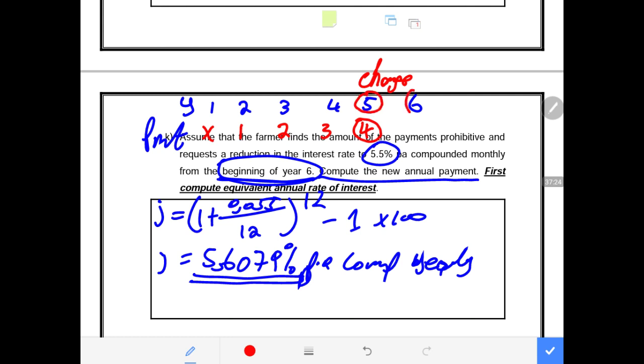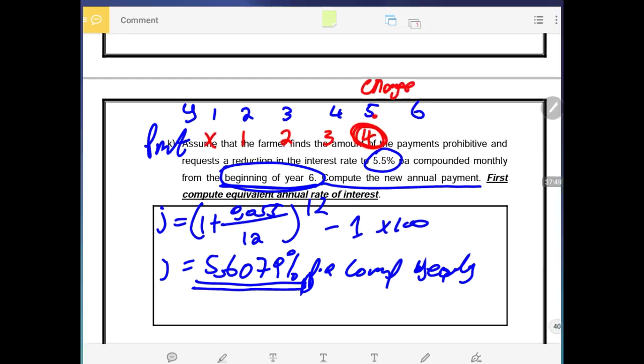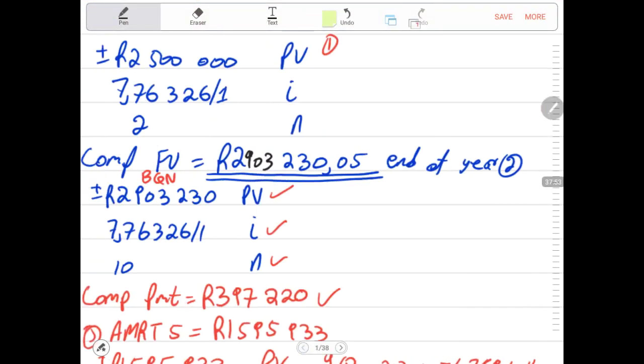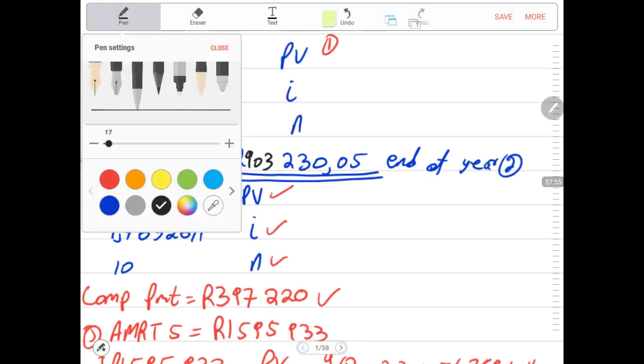I don't want to put it at year 6 because that is the end of year 6. Year 6 started just at the end of year 5. So at the beginning of year 6, at the end of year 5, the interest changed. Meaning the interest changed after payment number 4 was made. Meaning we need to know the balance after the old PMT was made. What do I mean by old PMT was made? That means the balance must be after the old PMT was made.